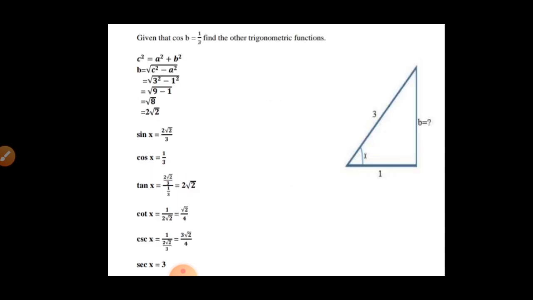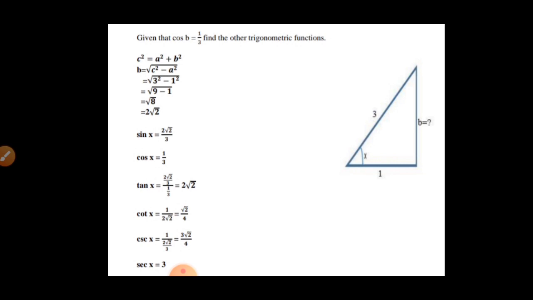Given that cos X is equal to 1/3, find the other trigonometric functions. Follow the formula, C squared is equal to A squared plus B squared. Then substitution, B is equal to square root of C squared minus A squared, square root of 3 squared minus 1 squared equals square root of 9 minus 1 equals square root of 8 is equal to 2 square root of 2.